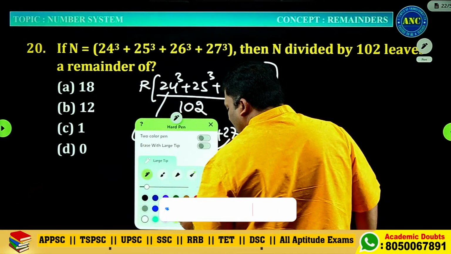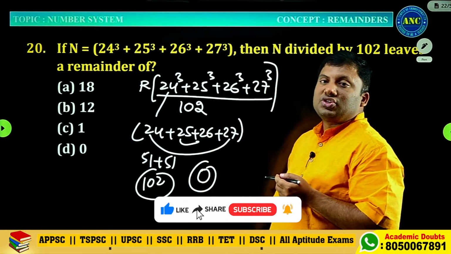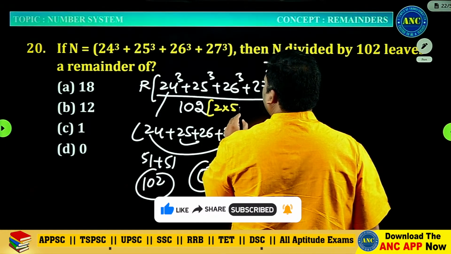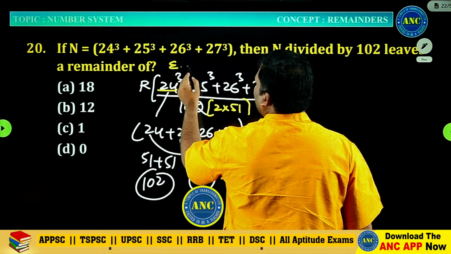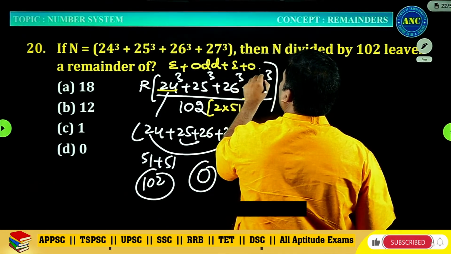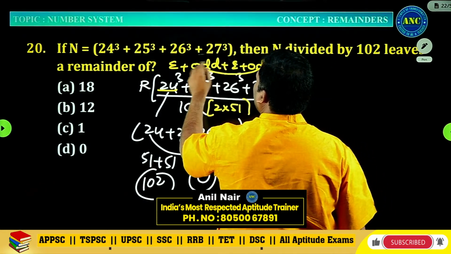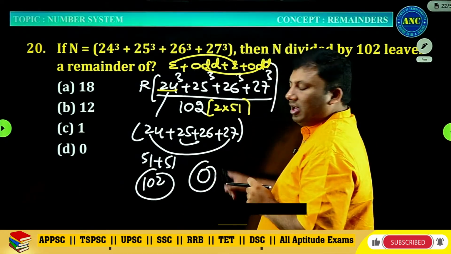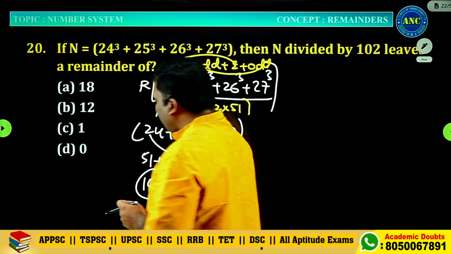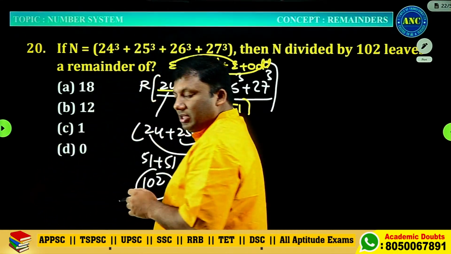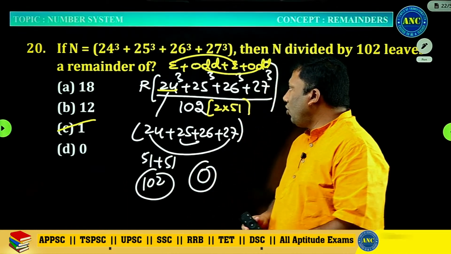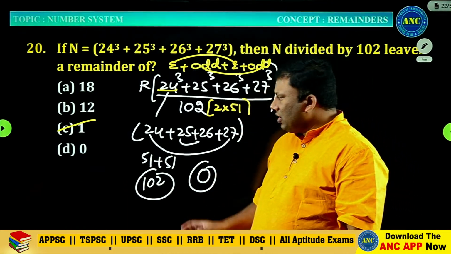Here you can also use the Chinese remainder theorem. 102 is 2 into 51. 24 is even, 25 is odd, 26 is even, 27 is odd. Odd plus odd is even. Even plus even is even. An even number is perfectly divisible by 2. The answer should be an even number. All are even numbers, so except 1, the idea is very much clear.